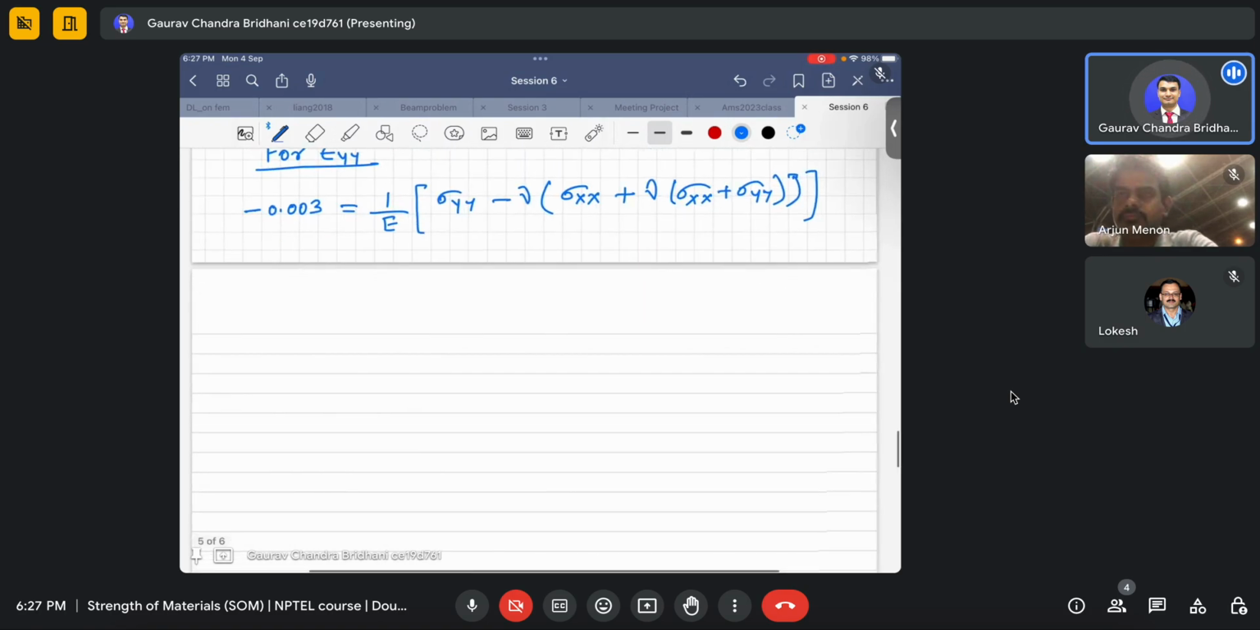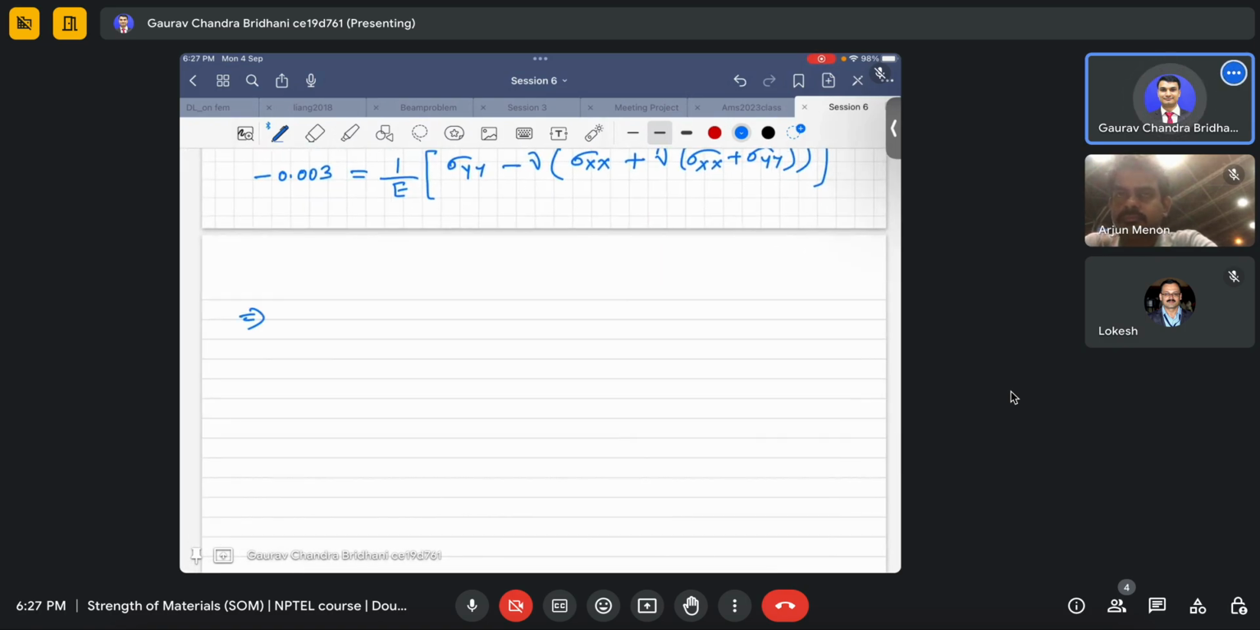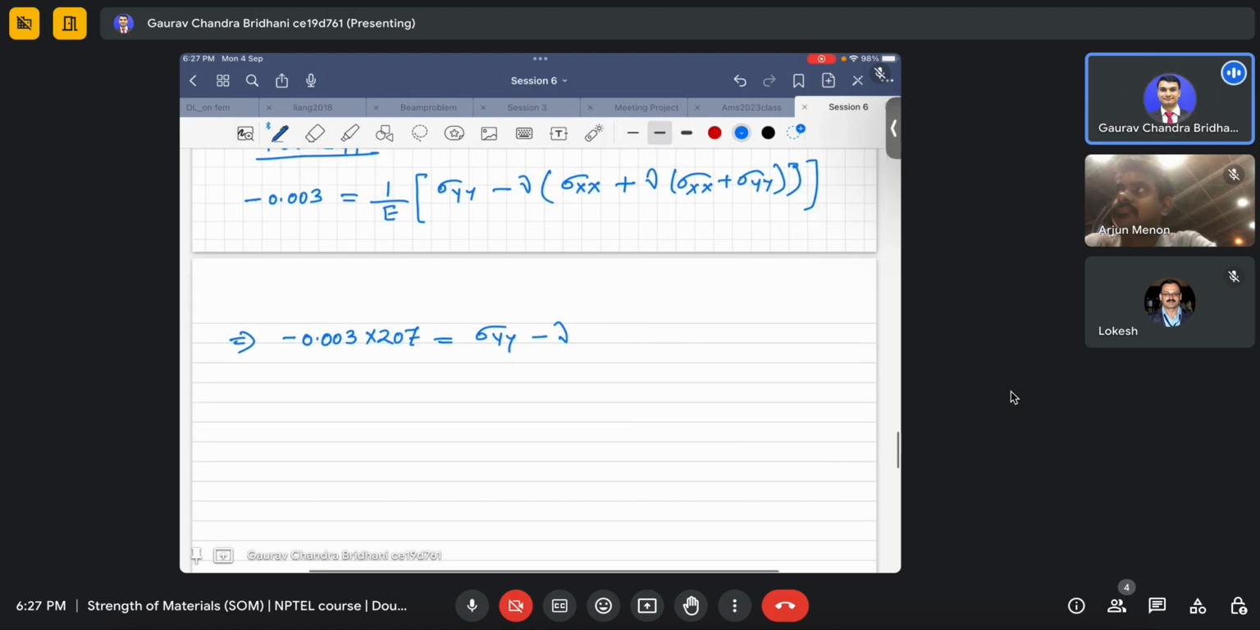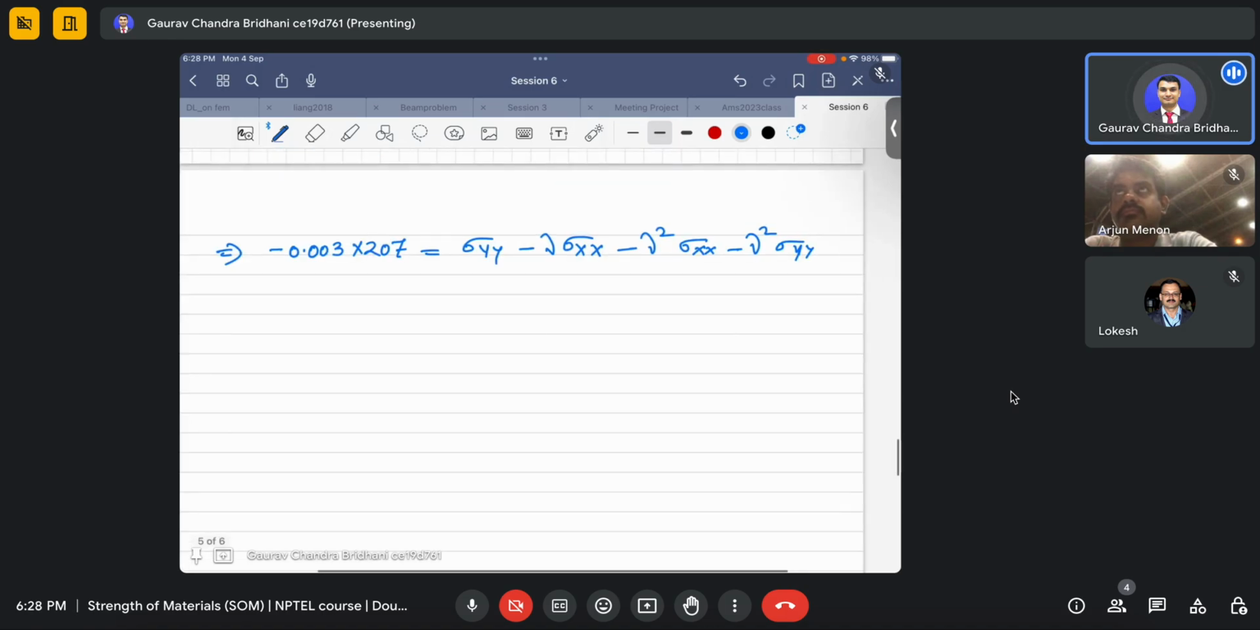Okay, now I'll expand this. I'll take the E on the other side: minus 0.003 into 207 equals sigma yy minus, I'll open the bracket, nu times sigma xx minus nu square sigma xx minus nu square sigma yy. So this will come as minus 0.003 into 207 equals minus nu sigma xx, if I take common, 1 plus nu, and plus sigma yy, if I take common, 1 minus nu square. This is the second equation.